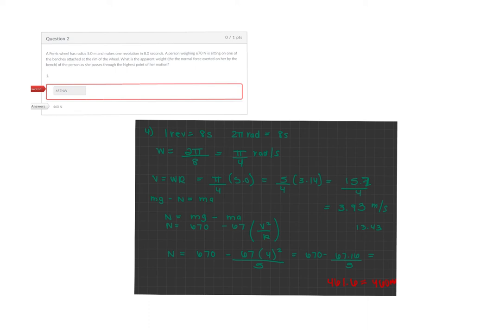4 divided by 5, which equals 670 minus... I calculated this number wrong because it's not 67.16. So it's 670 minus this full thing. And the answer gives us 461.6, which is pretty close to 460, which is what the answer is.